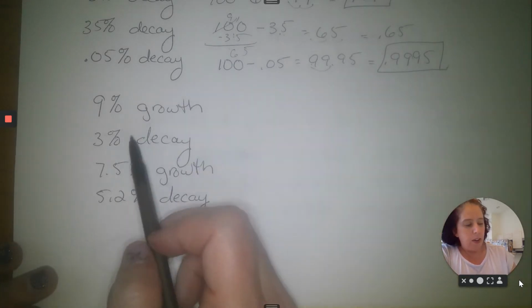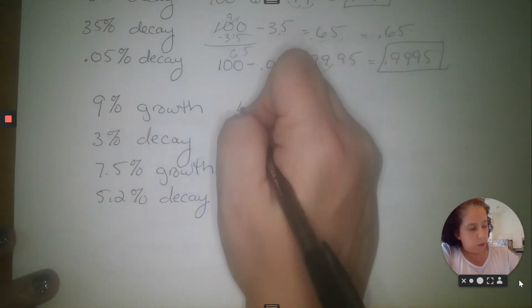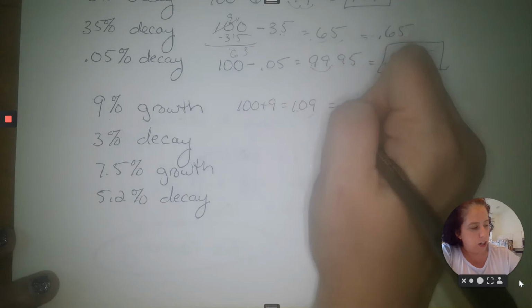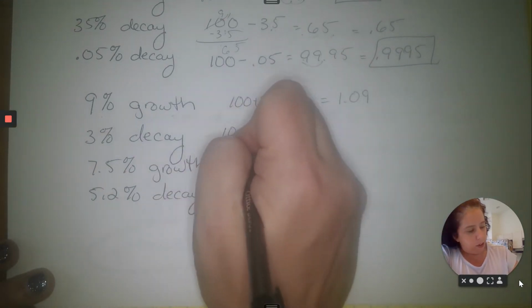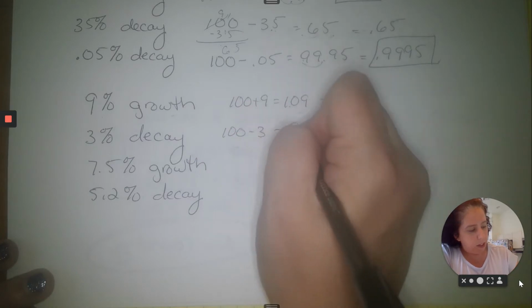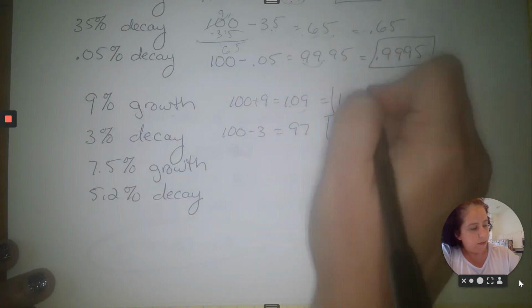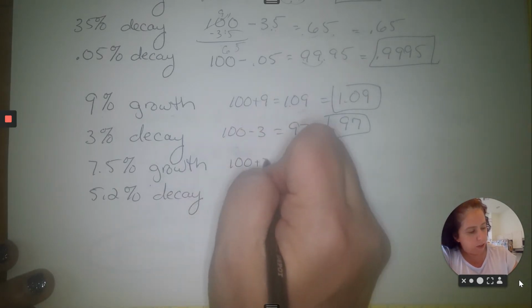So 9% growth, so that's a growth. We're going to go 100 plus 9, so that's 109. Move it 2, you should have 1.09. Okay. Decay would be 100 minus 3, so that's going to give me 97, so 0.97. Okay, 7.5% growth, 100 plus 7.5.